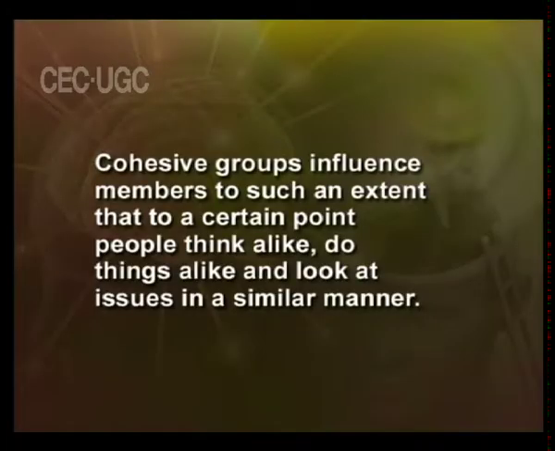What do we mean when we say cohesive groups are homogeneous? Cohesive groups influence the members to such an extent that to a certain point, people think alike, do things alike, and look at issues in a similar manner. So this ensures a homogeneity within the group. There is also a greater goal orientation, an achievement orientation in highly cohesive groups. It's also found that highly cohesive groups demonstrate higher levels of morale compared to other groups.